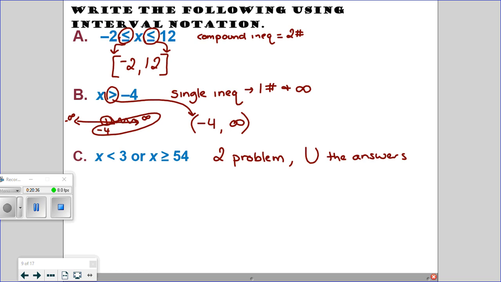This is a great one for us to look at. Again, as we look at the order that those should be written in, less than 3 would head this way. That is the order that I write my interval. Negative infinity, comma, 3. The smallest number would be negative infinity. And again, an infinity is automatically a parentheses. Look next to the 3 to decide. And it is just a less than, so a parentheses next to the 3. Then I do the other one.